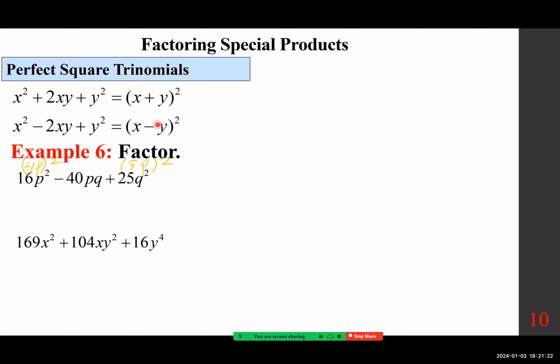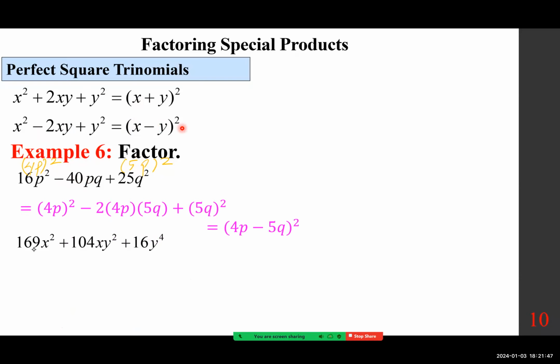If it's negative, we have this one. If it's positive, we have this one. So take a look. We do have that. So you want to check that the middle term works, and this 2 is the key. It works. So we have this format, 4p minus 5q quantity squared.